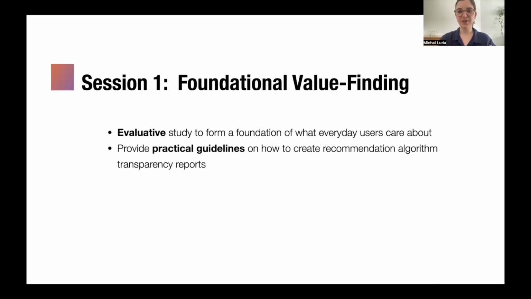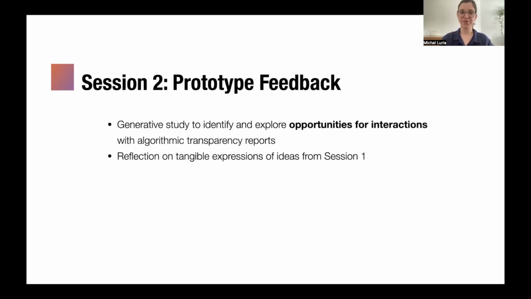So the study had two sessions. The first was a foundational value finding session. This was an evaluative stage of the study where we attempted to form a foundation of what everyday users care about and what they would want to see. We attempted through this stage to create practical guidelines on what would be included within a recommendation algorithm transparency report.